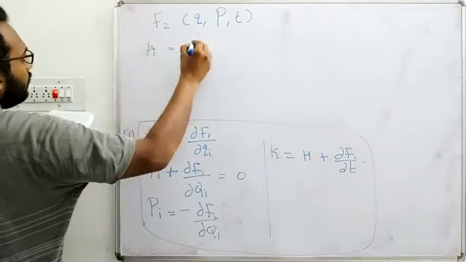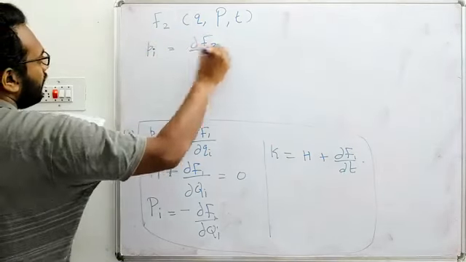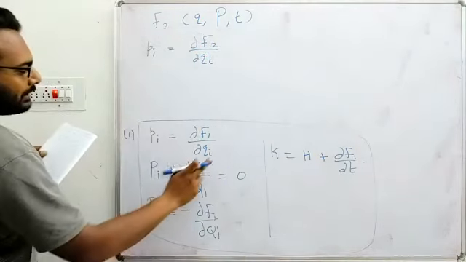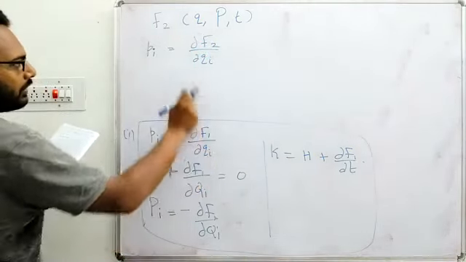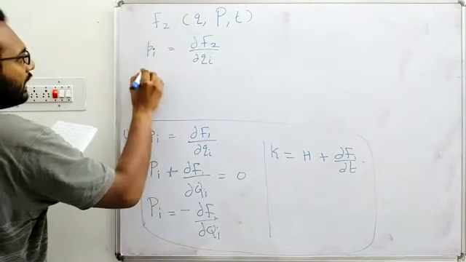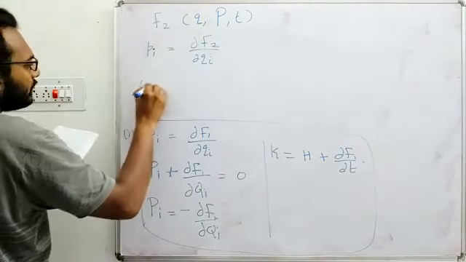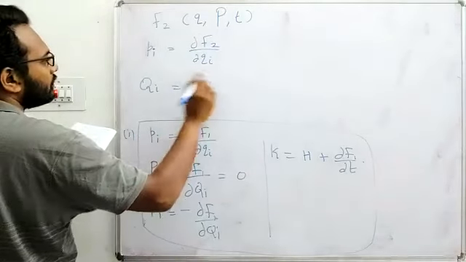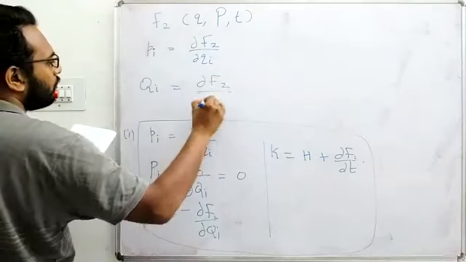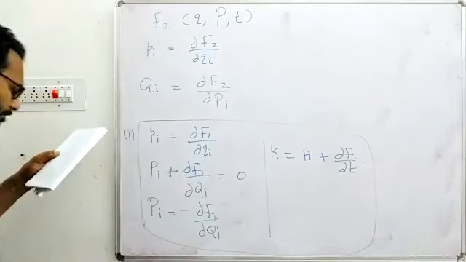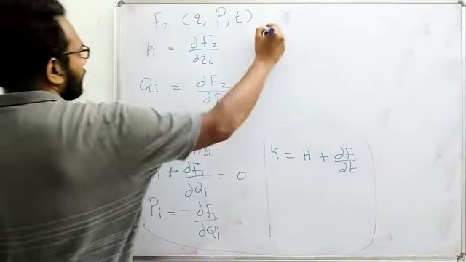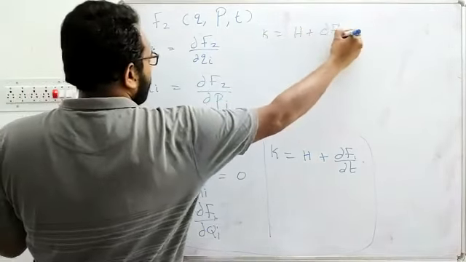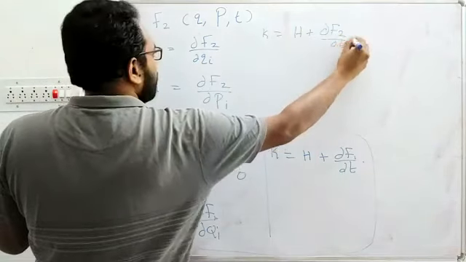Pi is equal to dou f2 by dou qi, and that's exactly the same. It's dou f1 by dou qi here, it's dou f2 by dou q here, and you'll see that here you have a capital P, so what you get is qi is equal to minus dou f2 by dou pi, and k is equal to h plus dou f2 by dou t.